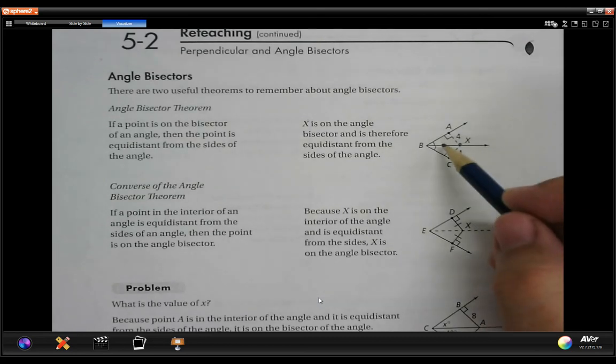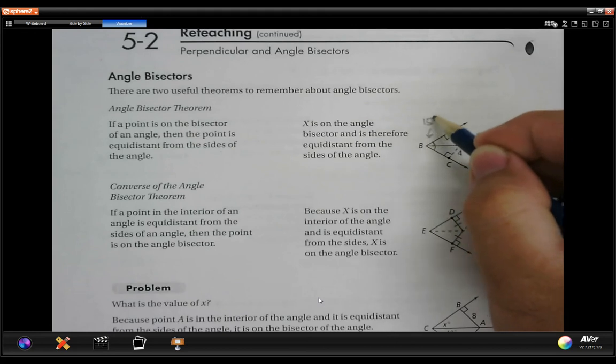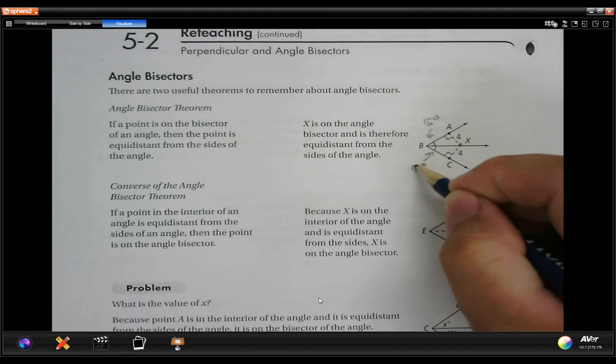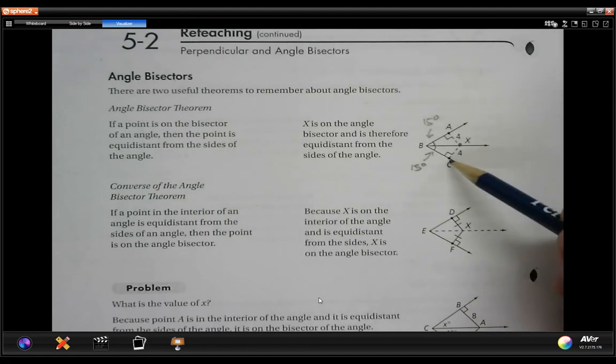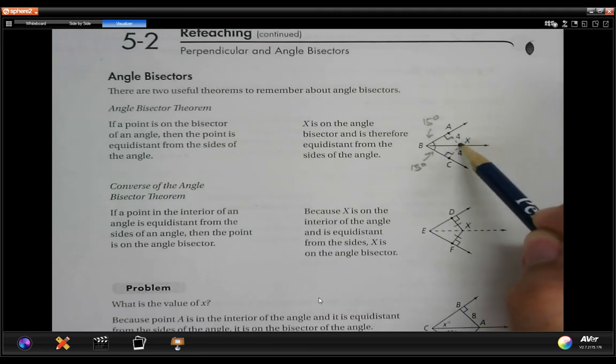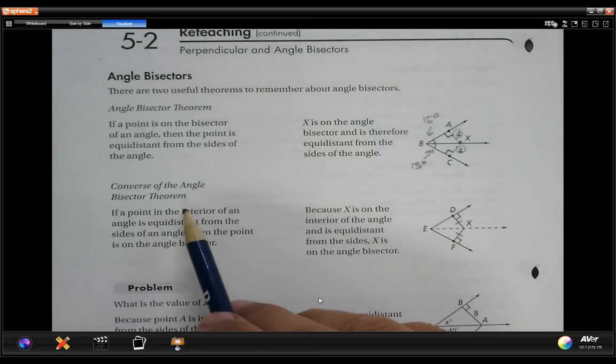If it is truly a bisector, in other words, if this angle right here is 15 degrees and this angle right here is 15 degrees, then if you come out here and you draw a point, and you notice a little 90-degree box here as well, if you draw a point out here, then that means these two are going to be the same as well. And again, it goes through the converse.